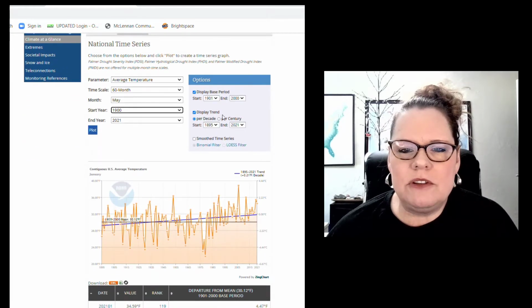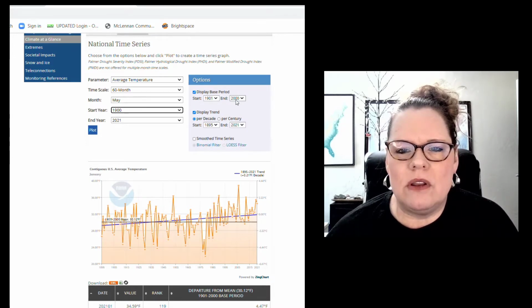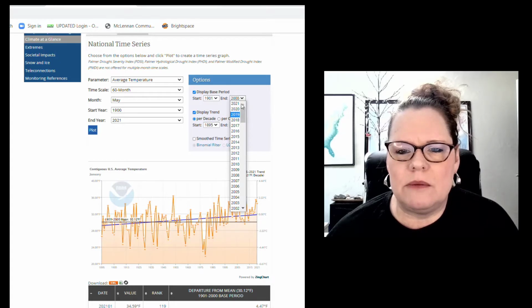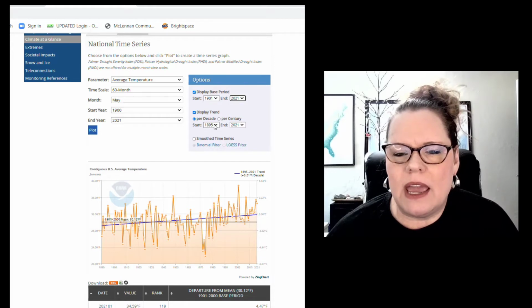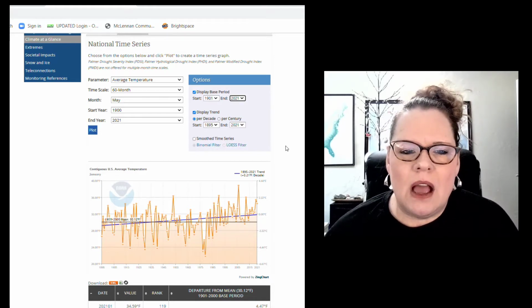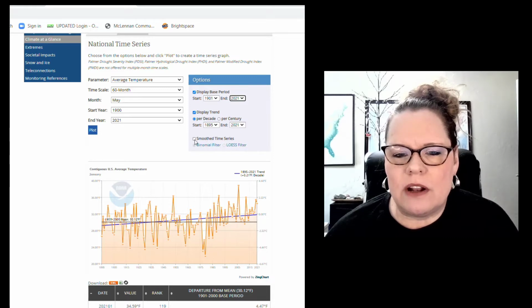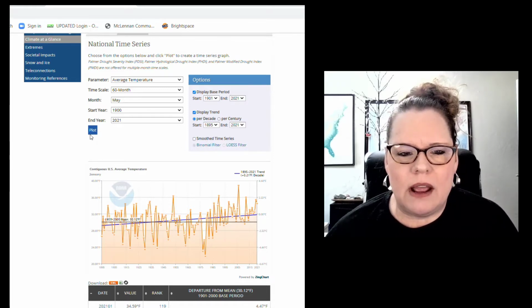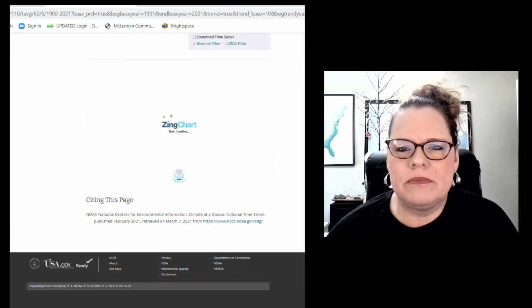Then there's some options over here, and you can see, okay, well, she only has it set up to go to the end of 2000, so I need to bring that up to 2021. We're going to look at it per decade. That's very visual when it makes this graph right here. You can see what happens when you check this box right here, but it adds another line. I don't think you need it right now. And then you hit plot.